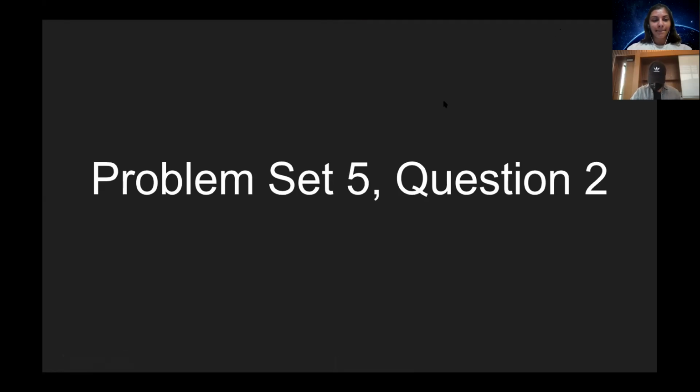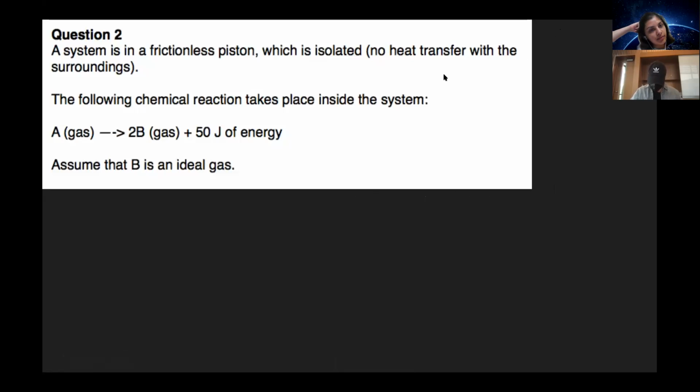Okay, awesome. So I'm going to be going over question 2 from problem set 5. Basically the question gives you the information that your system is in a frictionless piston, which is isolated, and no heat transfer will occur with the surroundings. Then it gives you a chemical reaction where 1 mole of A is turning into 2 moles of B and giving off 50 joules of energy. And it tells you that you can assume that B is an ideal gas.